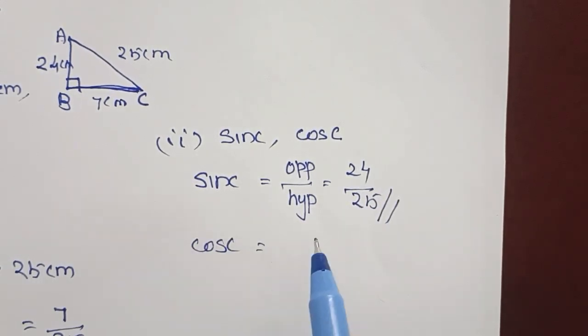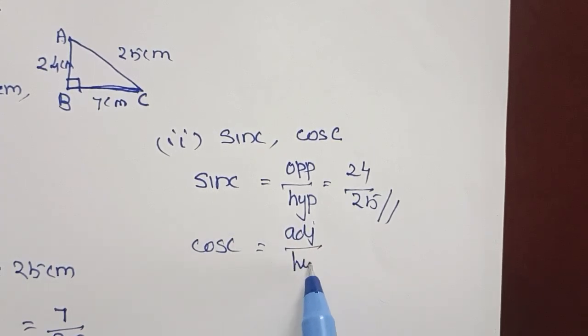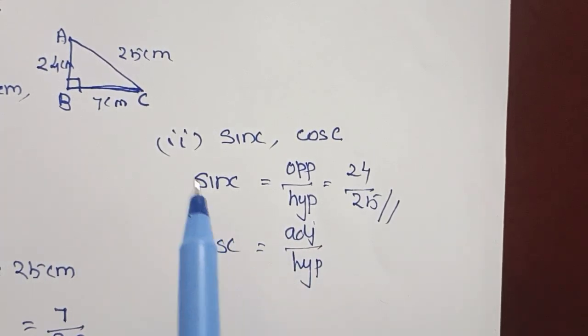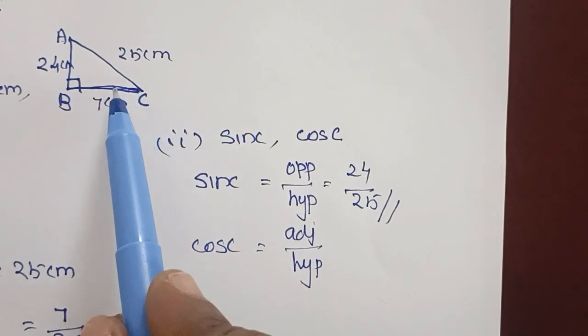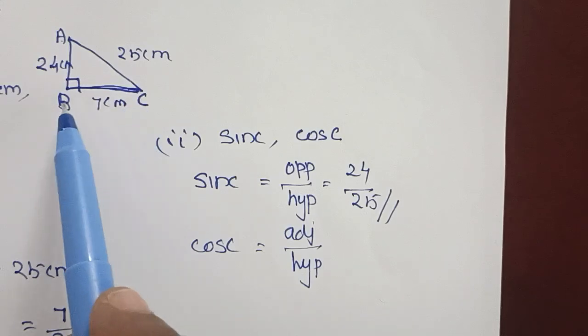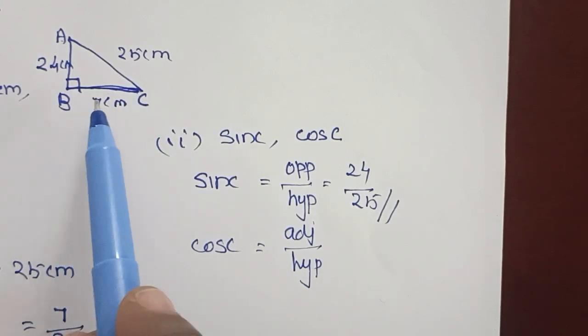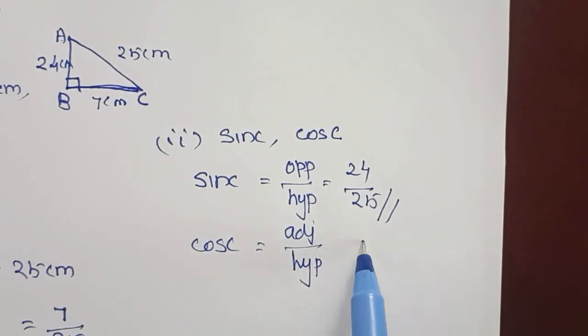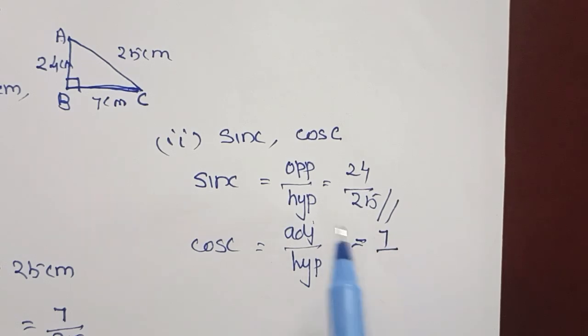Now find cos C. First write the ratio: adjacent side by hypotenuse. Adjacent side of C is BC. AC is the hypotenuse, so you have to take BC as the adjacent side. Adjacent of angle C is 7 centimeter. 7 divided by hypotenuse, which is 25. So the answer is 7 by 25.